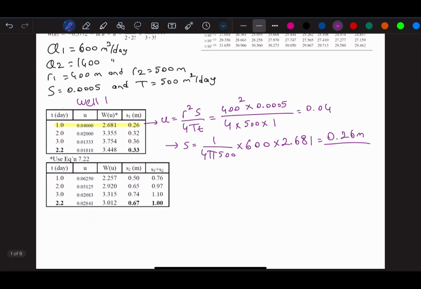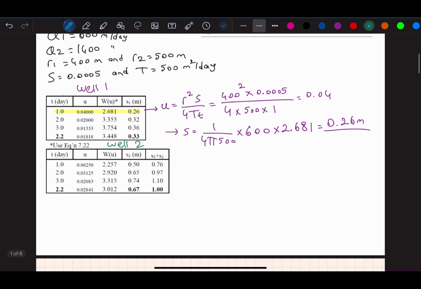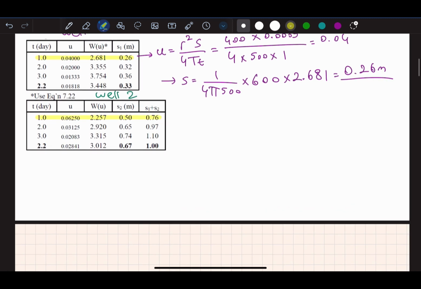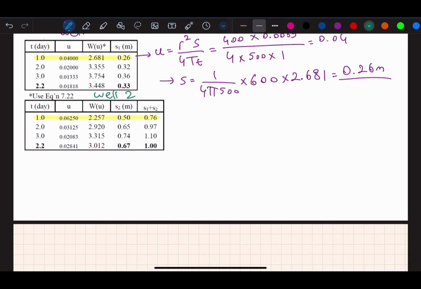And as I mentioned, this is for well 1, and we need to calculate the same drawdown for well 2. Again, let me start with day 1. So here we will get u again. We will use the same equation, and the distance was 500. We have the storage coefficient 4, we have 500, and we have 1 for the 1 day.